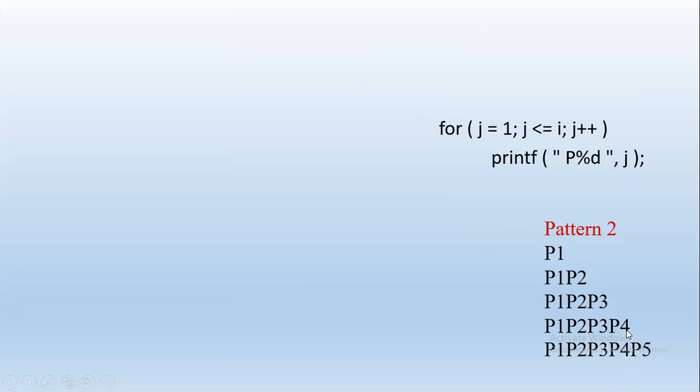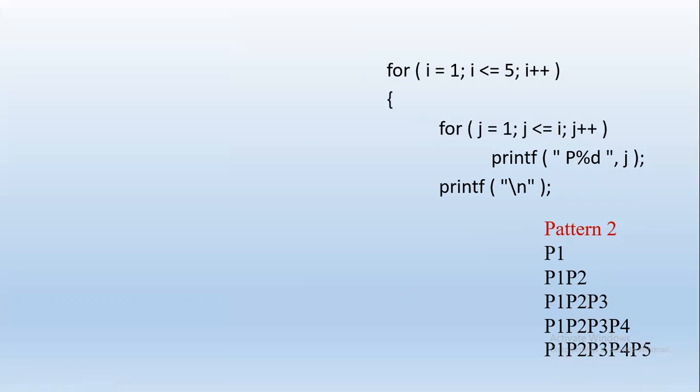Similarly, in the fourth row, i will be 4. In the fourth row, j will work from 1, 2, 3 up to 4. And in the fifth row, j is 1, 2, 3, 4, 5. So as we observe the pattern, the value of j depends on the value of i. Up to i only we have the value of j. So j will be less than equal to i. So this is the inner loop. Then we are going to have \n so that each row is printed in a new line.